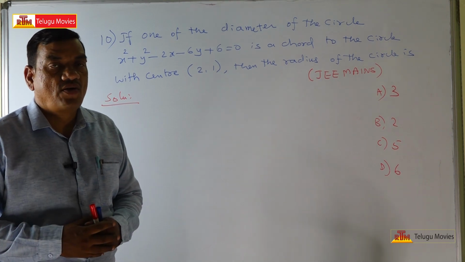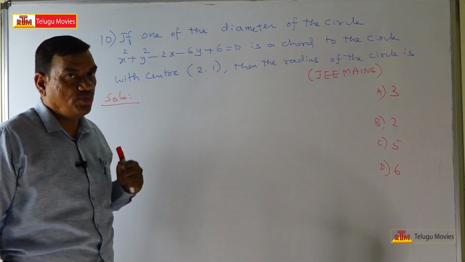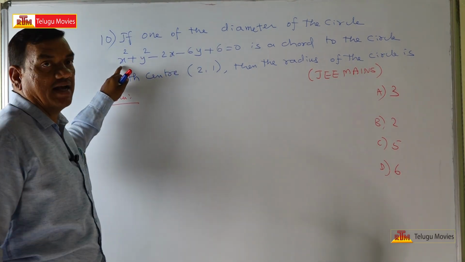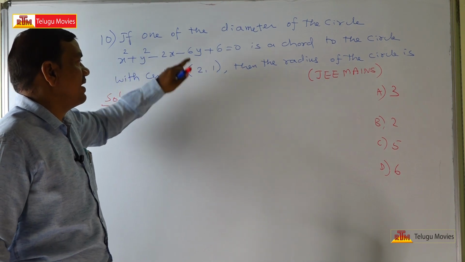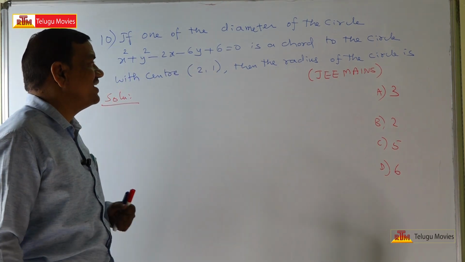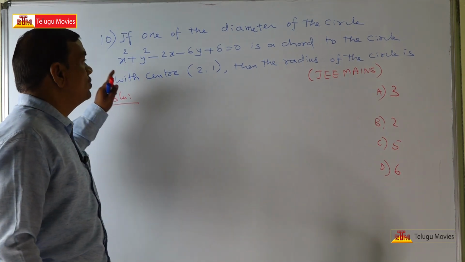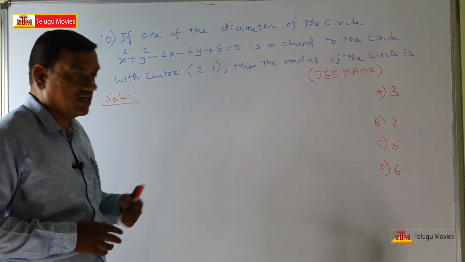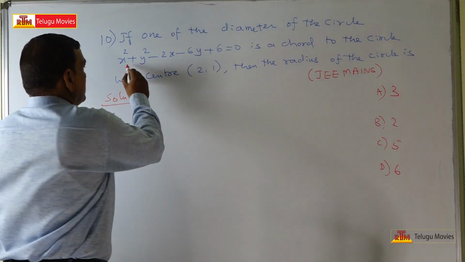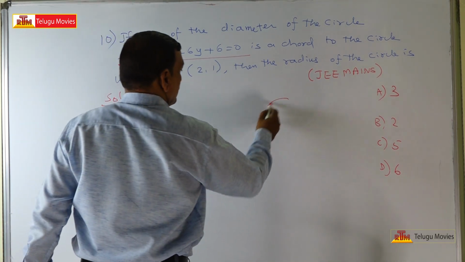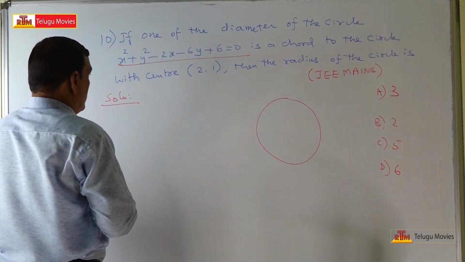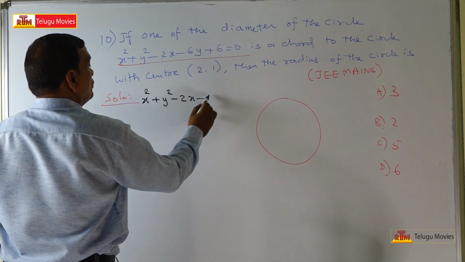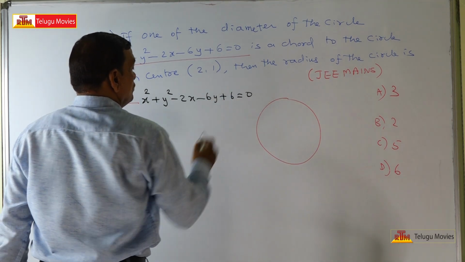Dear students, welcome to the last problem of this session. The problem is, if one of the diameters of the circle x square plus y square minus 2x minus 6y plus 6 is equal to 0 is a chord to the circle with the center 2 comma 1, then the radius of the circle is. On the whole, there is a circle here. What is the equation of this circle? x square plus y square minus 2x minus 6y plus 6 is equal to 0.